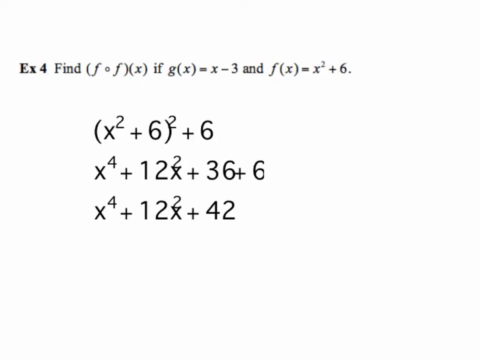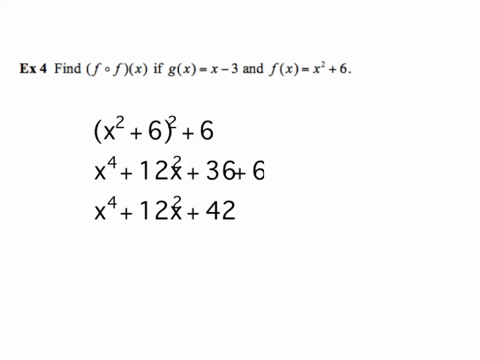Find f of f of x. So our f function is x squared plus 6. In this case, we don't use the g function. It's there, but that's not what the question is asking us. So we're going to substitute x squared plus 6 back into that same expression. So x squared plus 6 goes inside the f function of x, and it's all squared.